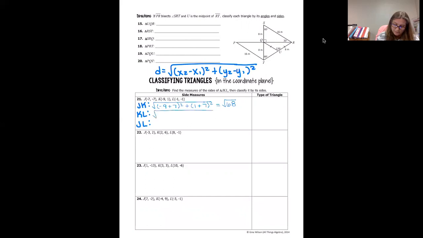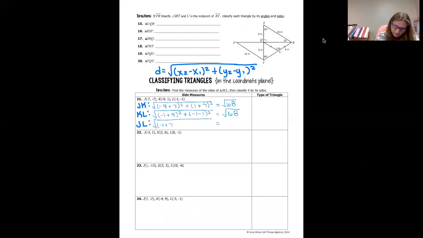KL, square root, negative 1 plus 9 squared plus negative 1 minus 1 squared. Again, we need that radicand. 8 squared plus negative 2 squared is also the square root of 68. So we know right now this is not a scalene triangle because we have two congruent sides. JL will let us know if it's equilateral, 3 congruent sides, or isosceles, 2 congruent sides.